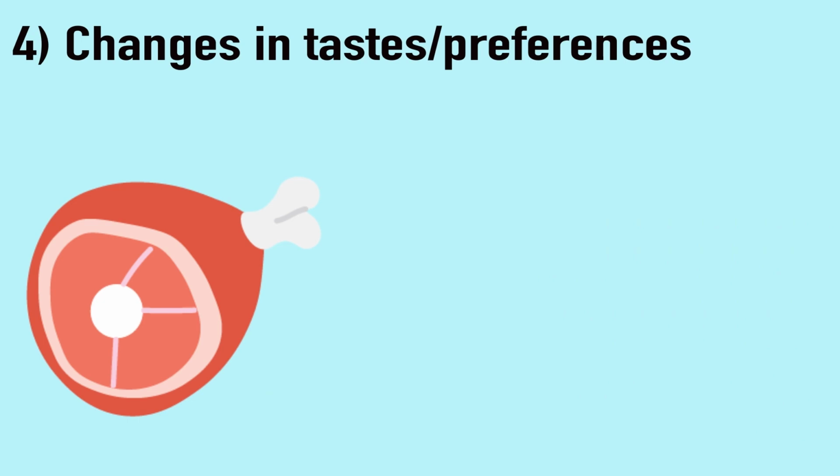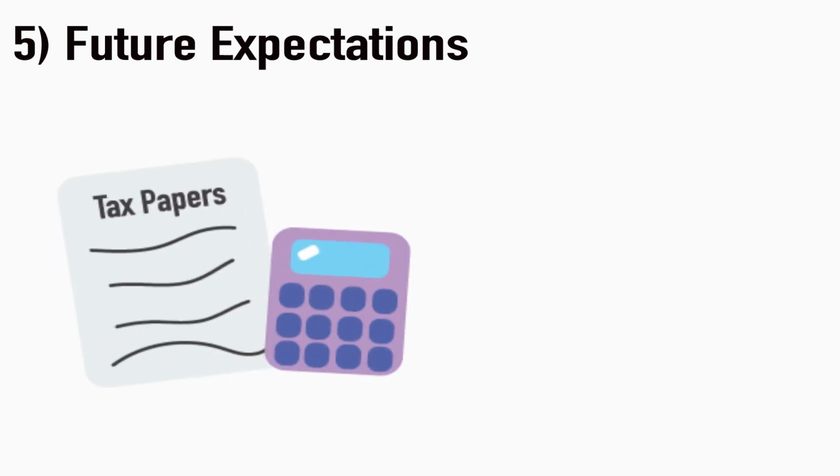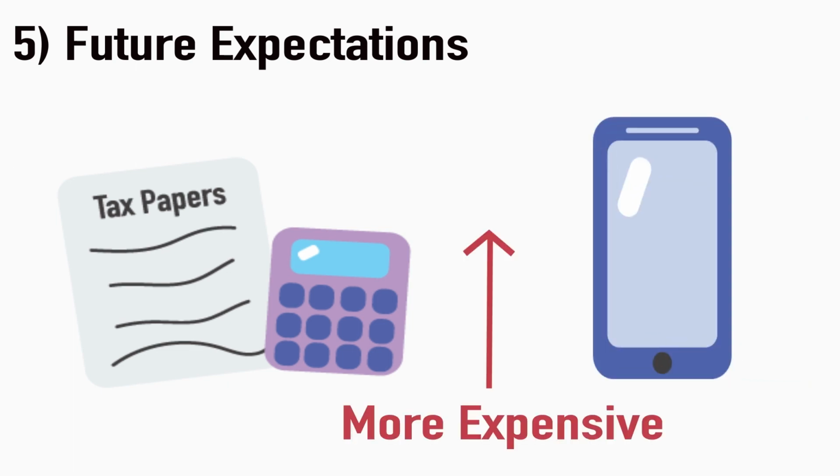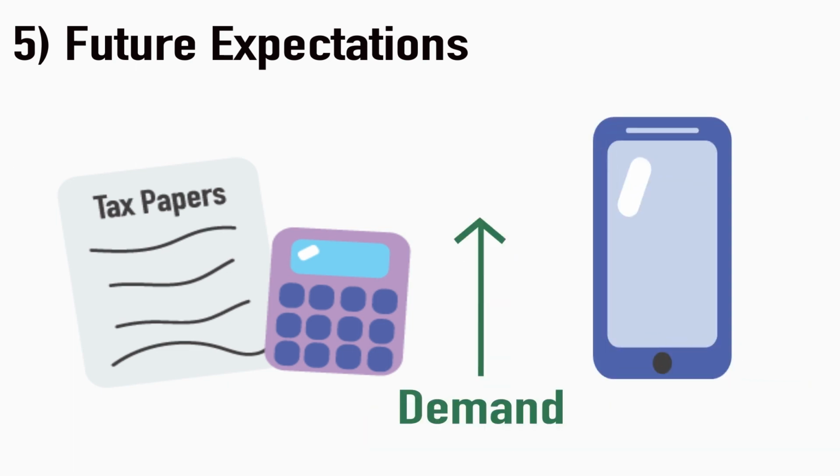Or if people decide to eat more meat in the future, then this will increase the demand. Number 5, future expectations. If there is an expectation for a change in the price of a good in the future, let's say people think that with a new government carbon tax on phone production that they will become more expensive by the next weekend, then there will be more demand from people to buy phones now so that they can avoid these more expensive prices in the future.